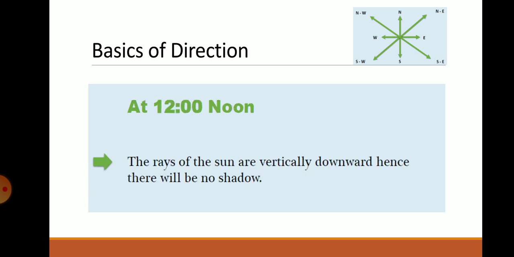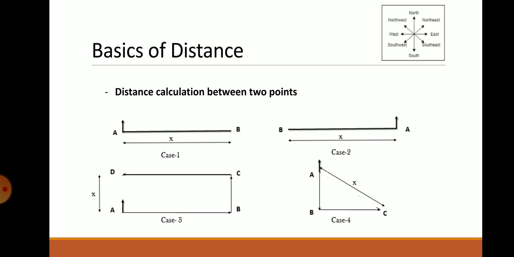Third thing, at exactly 12 noon, the rays of the sun are vertically downward, hence there will not be any shadow of you, because the sun is exactly above your head. So problems based on shadows will also be there. For solving these, remember that the sun rises from the east and sets in the west, isn't it?